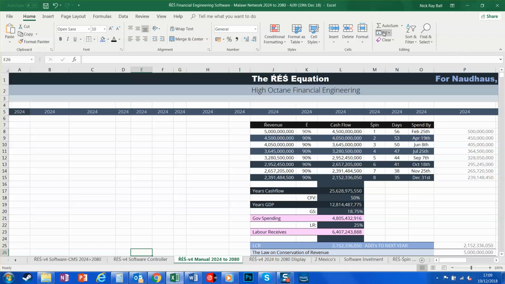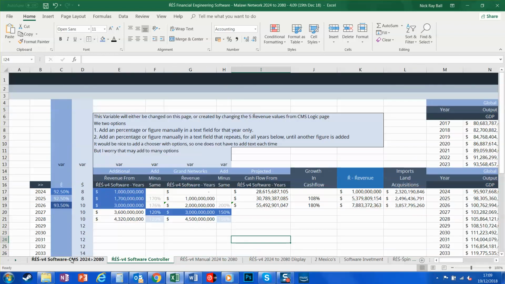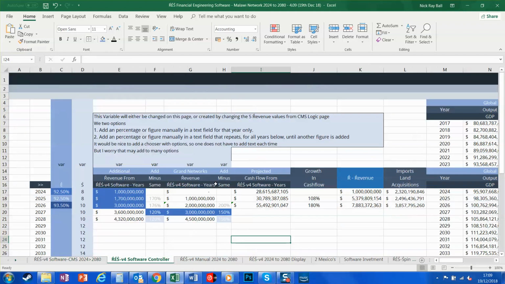Okay, so these two tabs are the software that I want Revenue to make. And we have two. Basically, one is, as we've seen before, and two is the controller. And this will all become apparent, but we're not really looking at these two mostly.